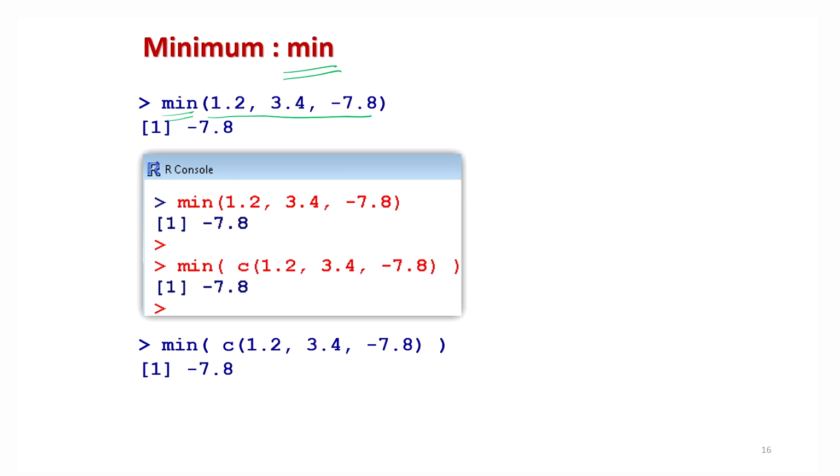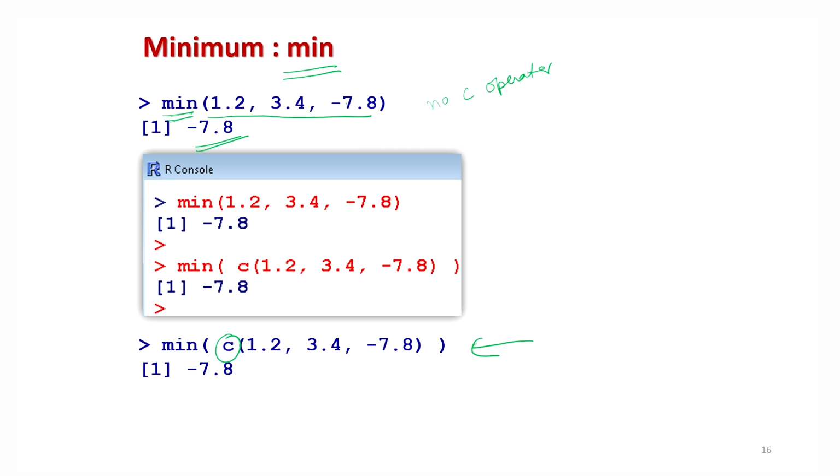Here I am trying to do something special which I will explain to you. I am writing the same command here, but once using the lowercase c operator, and here no c operator is used. Please have patience, try to understand what I am saying, and don't get confused. If you operate this function min and write the numbers inside the parenthesis, it will give you the minimum value, which is minus 7.8.